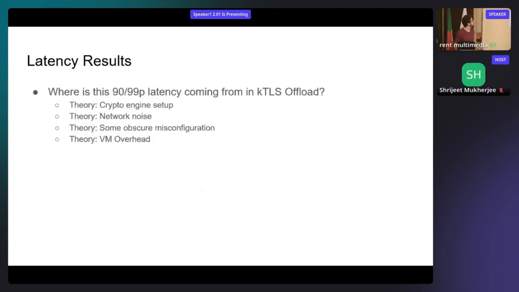So we had four theories for why this was happening. The first was perhaps it could be the crypto engine setup taking too long, or network noise, some obscure misconfiguration, or perhaps some VM overhead. But we were testing in a controlled environment, so the network noise was minimal to non-existent. Obscure misconfiguration and VM overhead were discarded because we were able to reproduce similar results in a bare metal setup. So that left us with the crypto engine setup, and we started investigating that.